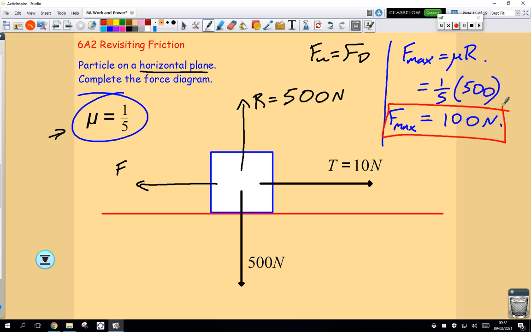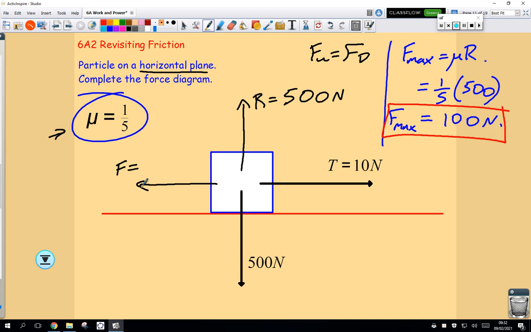Another thing to remember about friction is it doesn't really create motion. It prevents motion, it's fighting motion, but it's not going to create motion. So I want to think about this friction force here. Well, if I thought of it as being 100, then we would have a force to the left of 100 and a tension force to the right of 10, which would mean this would accelerate to the left. It doesn't make any sense.